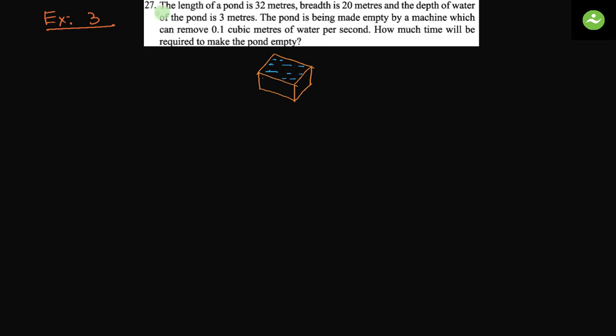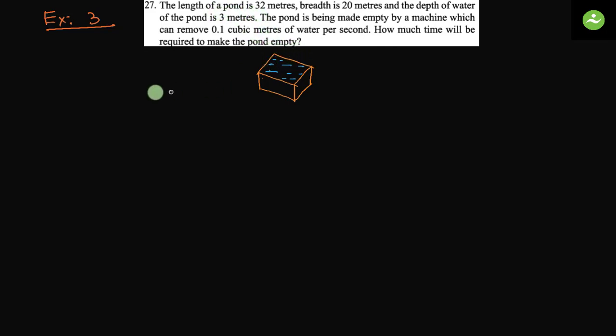Question number 27. The length of a pond is 32 meters, breadth is 20 meters, and the depth of water of the pond is 3 meters. The pond is being made empty by a machine which can remove 0.1 cubic meters of water per second. How much time will be required to make the pond empty?